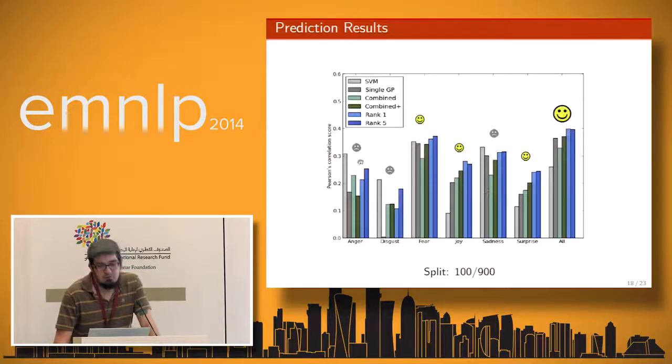For these 3 emotions, we still beat the GP baselines, but we are not able to beat the SVM. So we did some error analysis on that. I don't have time to explain it in detail here. You can look at the paper. But it basically has to do with different label distributions.